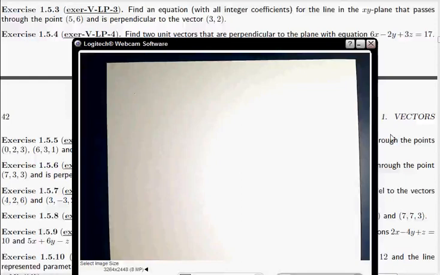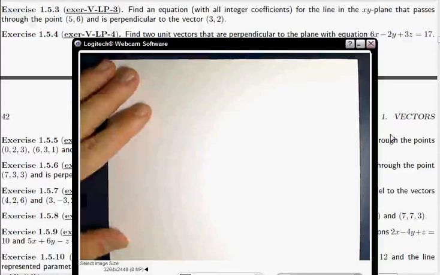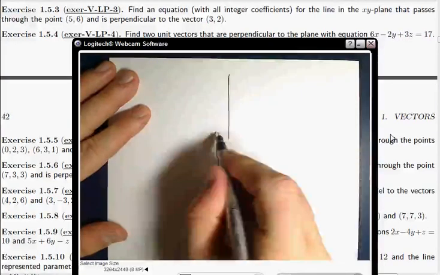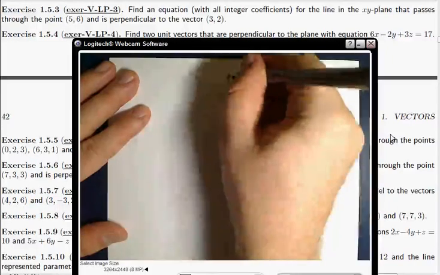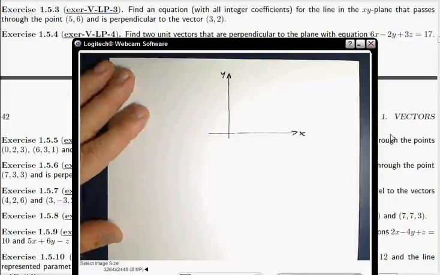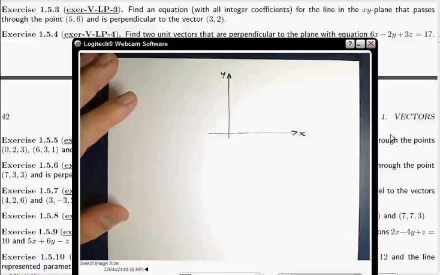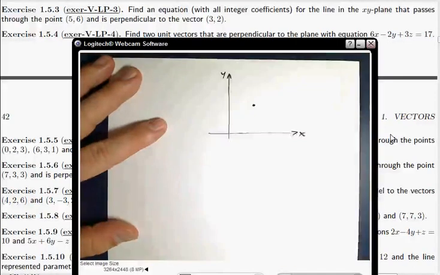Okay, LP3. So we are in the XY plane, and we are trying to find the equation of a line that passes through the point 5, 6, and is perpendicular to the vector 3, 2.